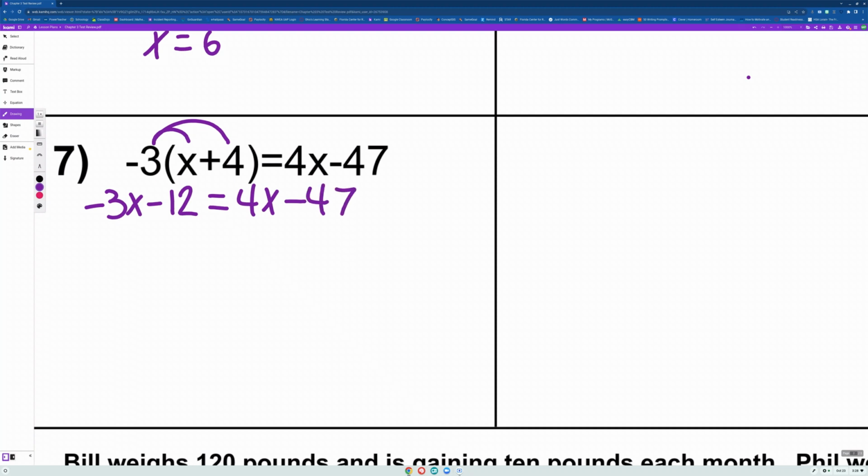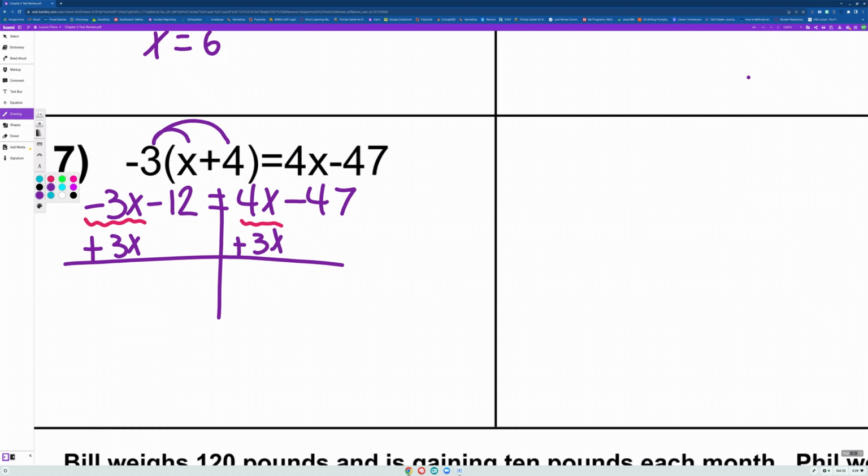All right, so now my next step is to get my x's on one side and my numbers on the other. So to do that, I'm going to look at my x's and I'm going to ask myself which one is smaller, because I want to move the smaller one so that I can avoid working with unnecessary negative numbers. So in this case, negative 3x is smaller than 4x. So I'm going to do the opposite of that and add 3x on both sides. When I do that, my negative 3x cancels and I have to bring down my negative 12. Now 4x plus 3x is 7x minus 47.